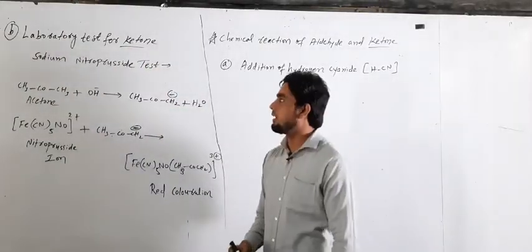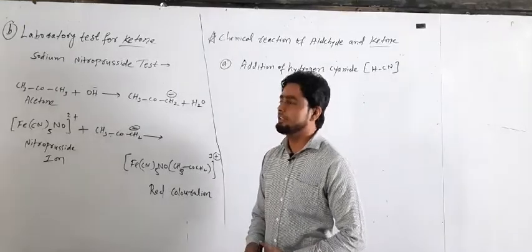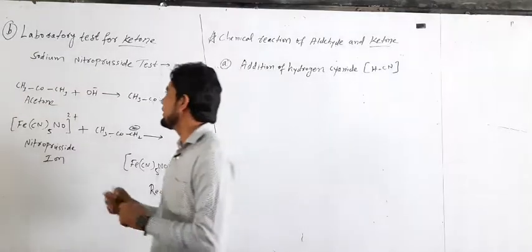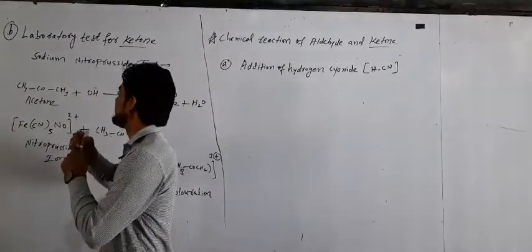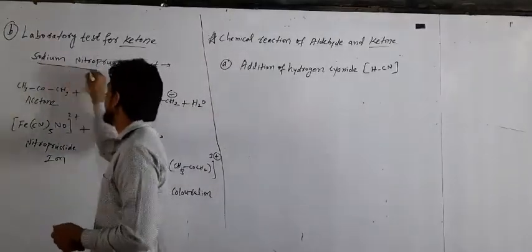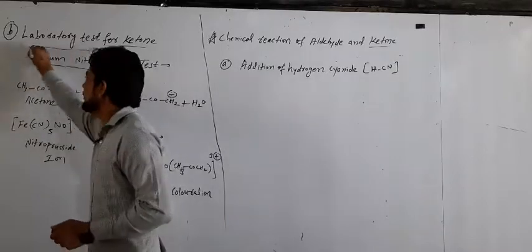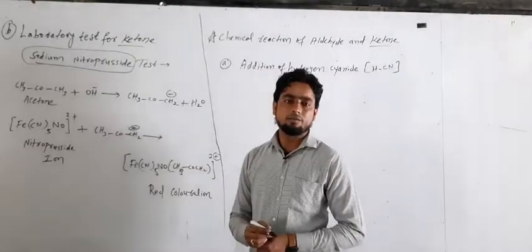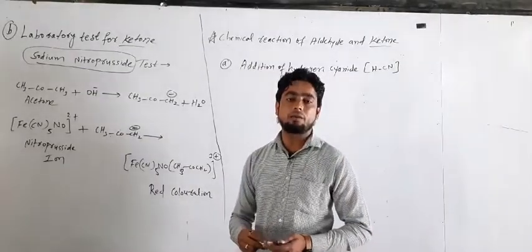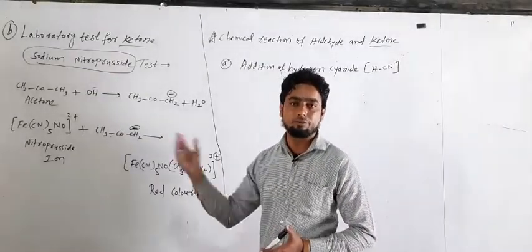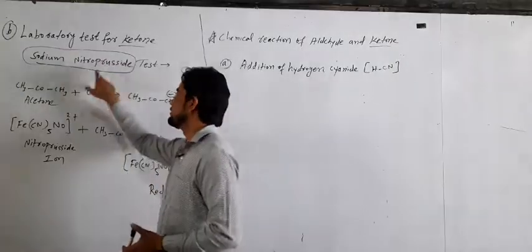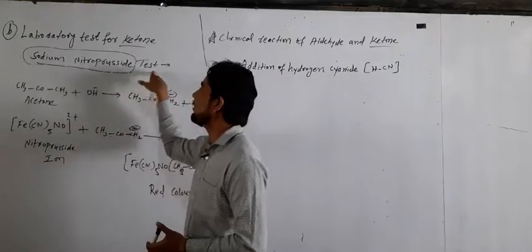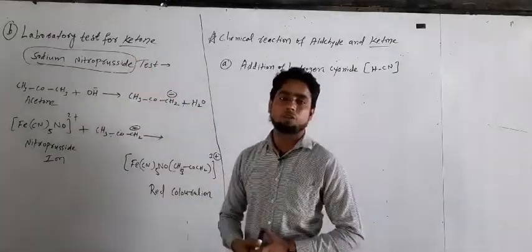So ketones are identified with the help of a special type of chemical called the sodium nitroprusside test. It means with the help of this sodium nitroprusside ion or compound, we determine whether the given compound contains the ketone group. It is called the sodium nitroprusside test, or laboratory test for the determination of ketones.